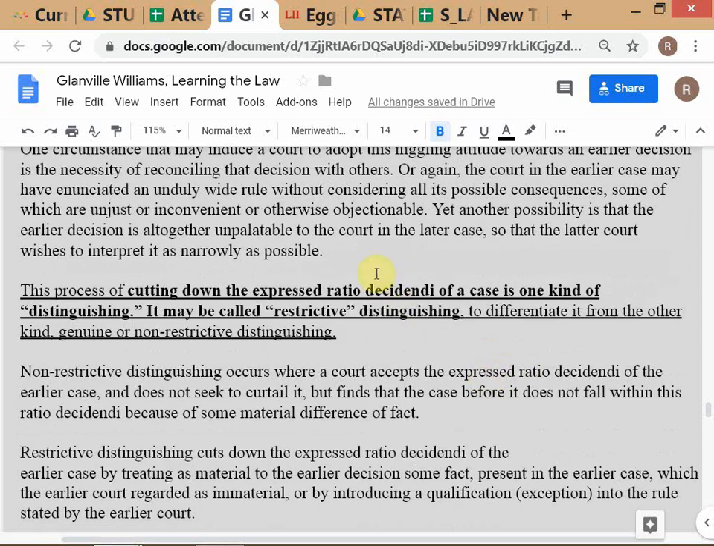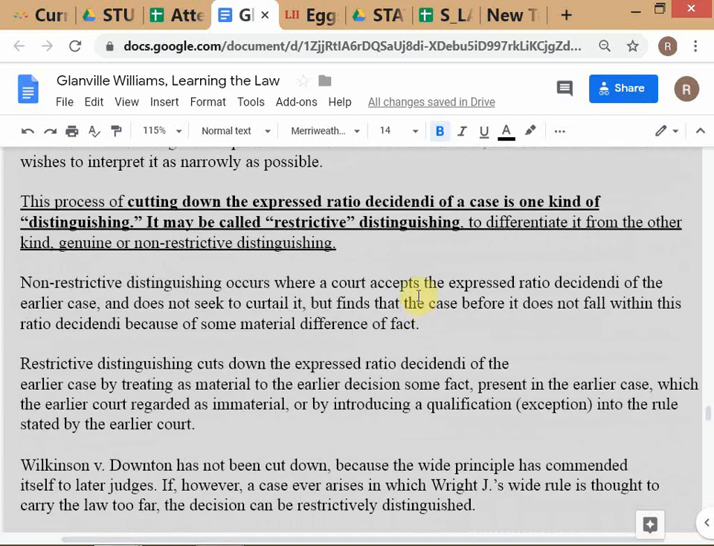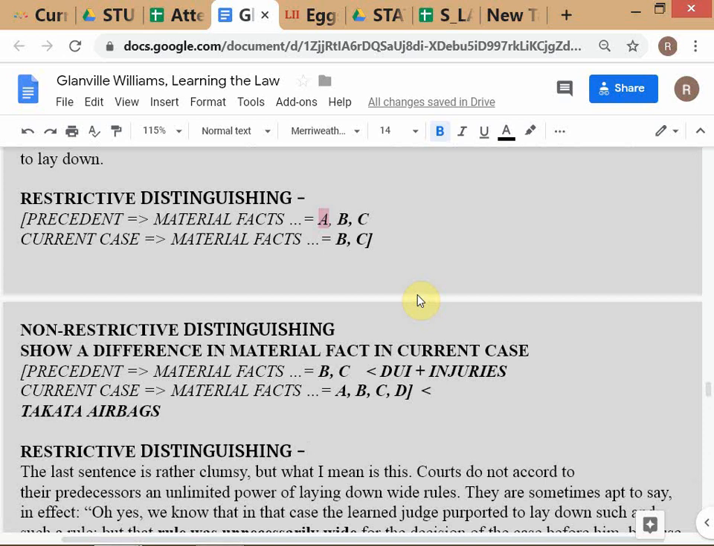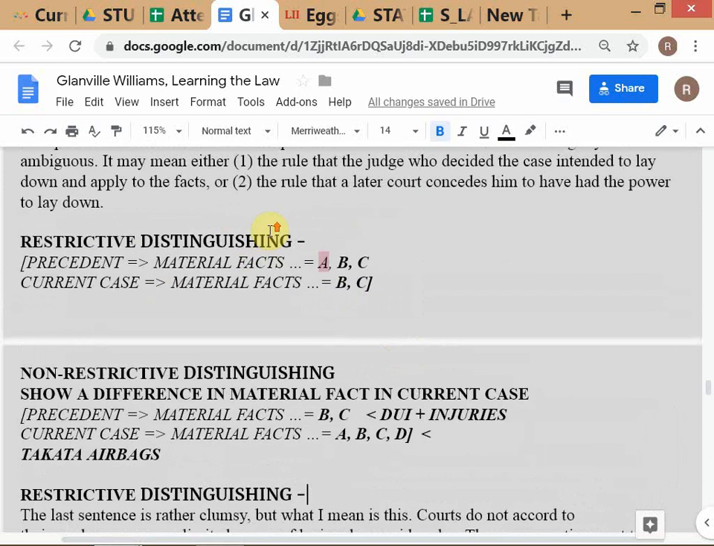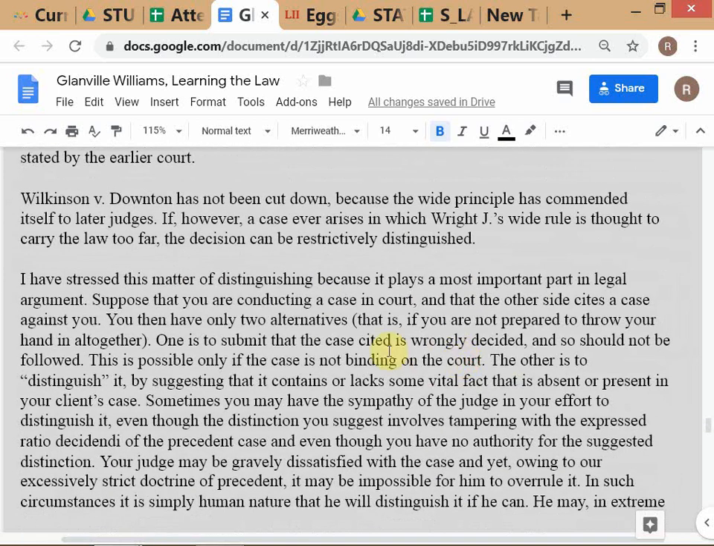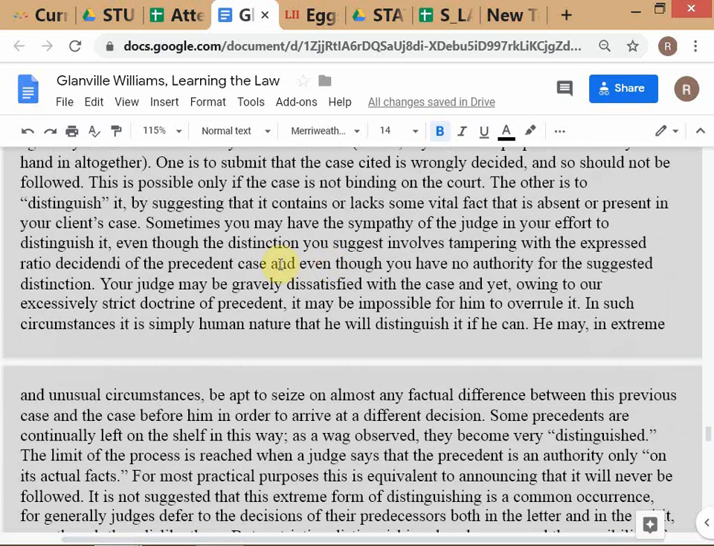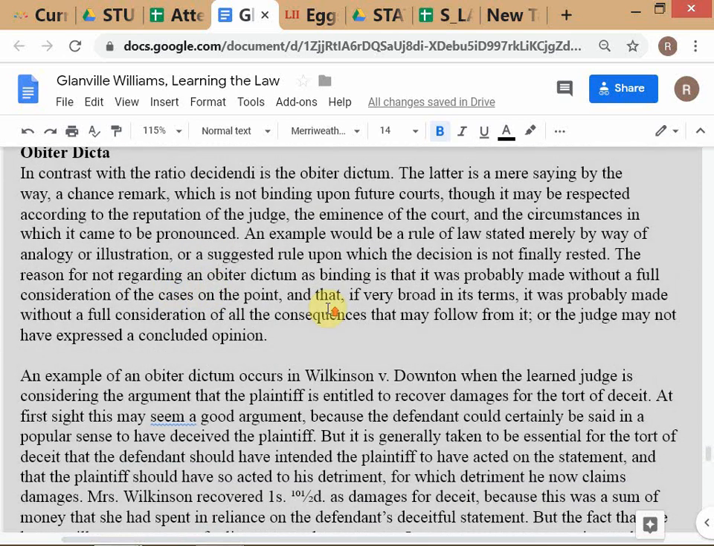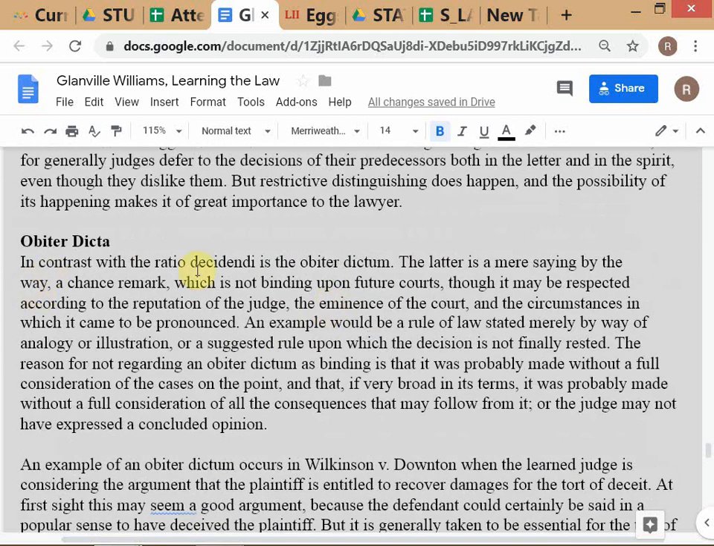Okay, so here you can see restrictive distinguishing, he has mentioned that. Now you can read on your own and understand this point. This is one of the important points of this article: what is the ratio decidendi, how do we distinguish it from the obiter dictum, and what are the two types of distinguishing. These are important because you always want to be able to make a distinction and ensure that whatever precedents the opposite side is citing are not applied to your case. So obiter dictum is basically, you can read this on your own, anything that is not part of the ratio decidendi.